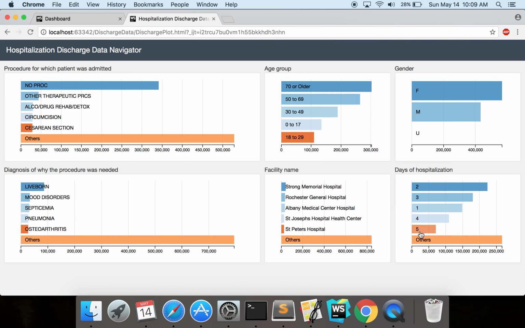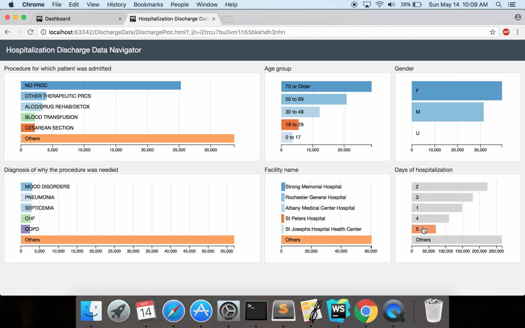If you want to see what are the procedures for which we require 5 days of hospital admission, we can just click on this. We can see alcohol, drug detox, blood transfusion takes a lot of time, so does C-section. And yeah, so this is what it is.